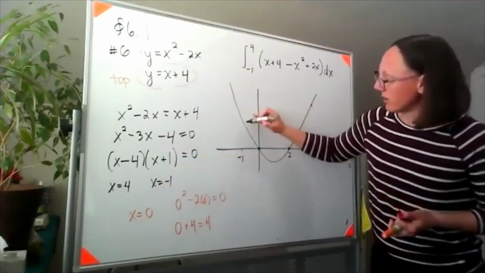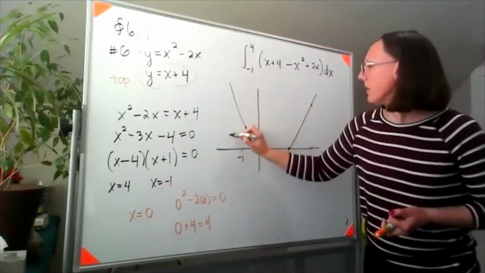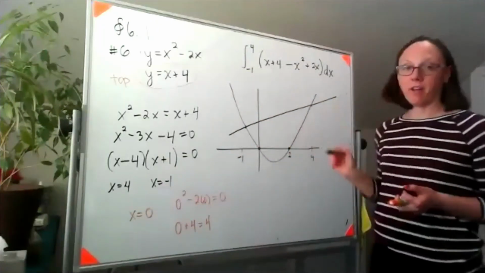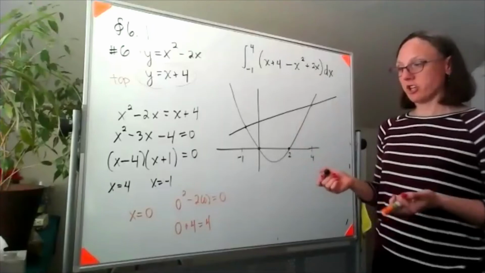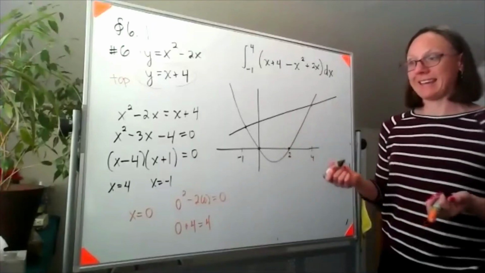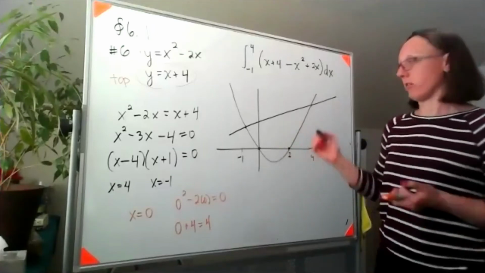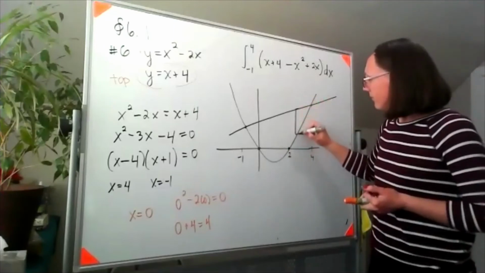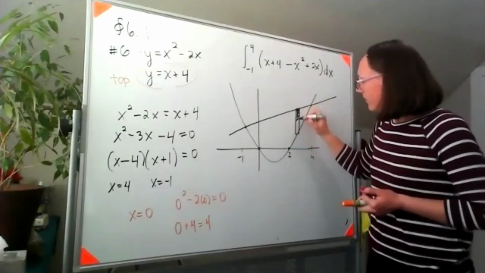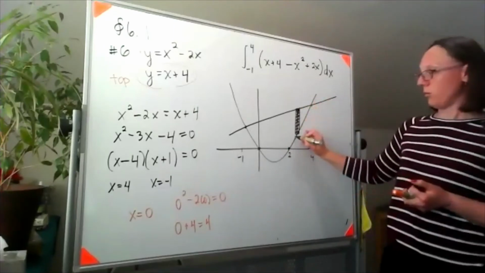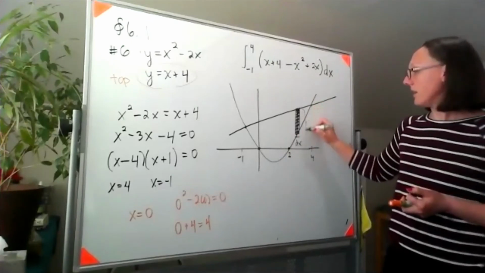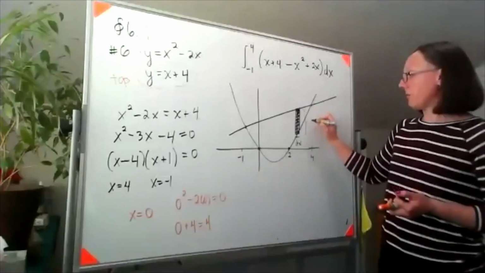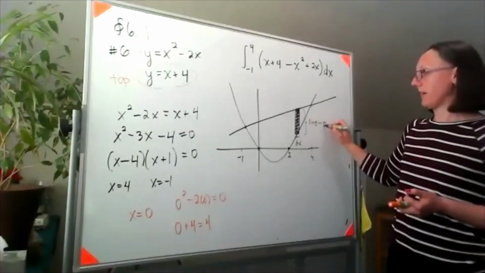So I'll go ahead and use those to sketch my line in. I can now draw my arbitrary cross-section, or as the problem asks, a typical approximating rectangle. Where the base of my rectangle is dx, and the height of my rectangle is the line minus the parabola.